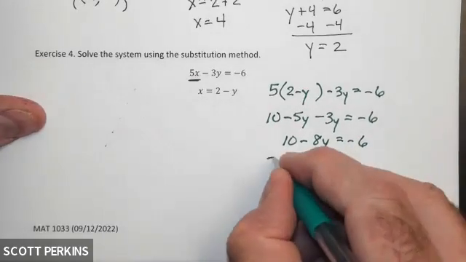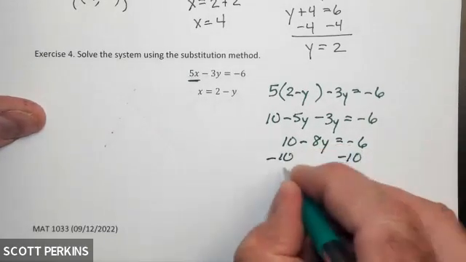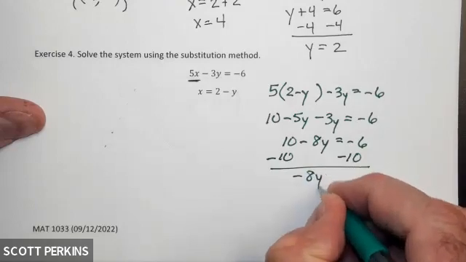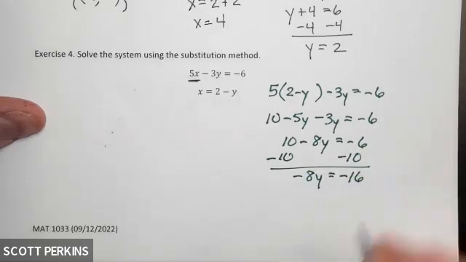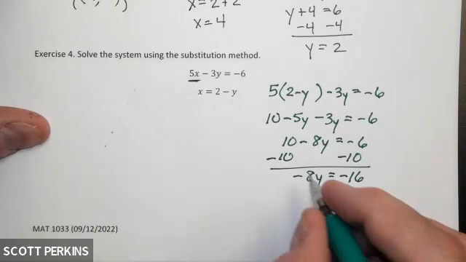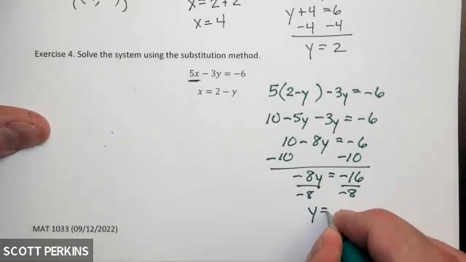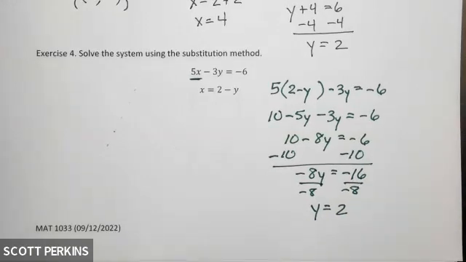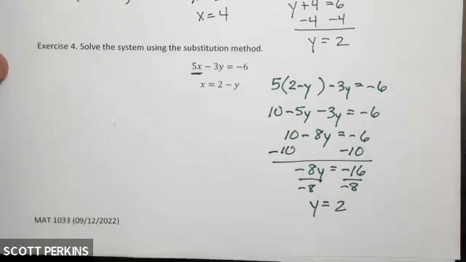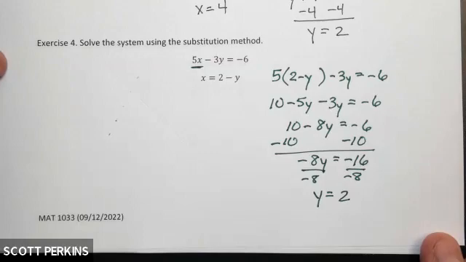I'm going to subtract that 10 from both sides. And I have negative 8y is equal to negative 16. And last but not least, I divide by the negative 8. And I get, once again, y equal to 2. That's a coincidence from the previous problem. Don't know why that worked out the same.